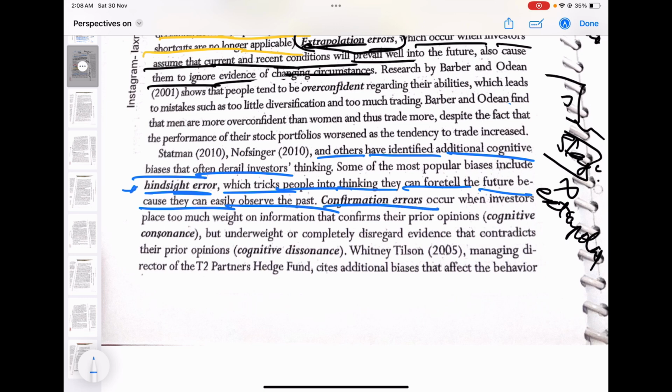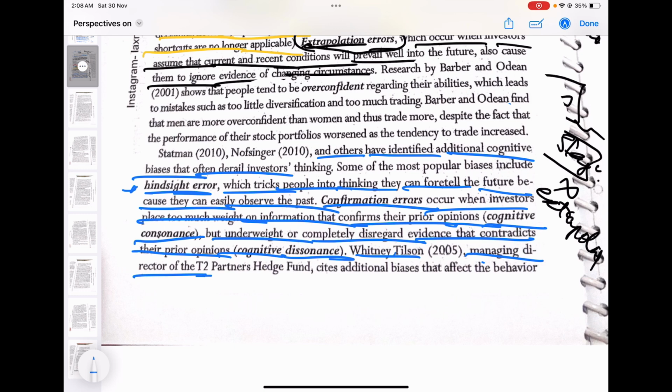Confirmation errors occur when investors place too much weight on information that confirms their prior opinions. Cognitive consonance. So whatever opinion you had before, you can't keep sticking to it forever, but underweight or completely disregard evidence that contradicts their prior opinion. So, cognitive dissonance. You need to know that something that has happened in the past, or some opinions you had in the past, can change in the future.